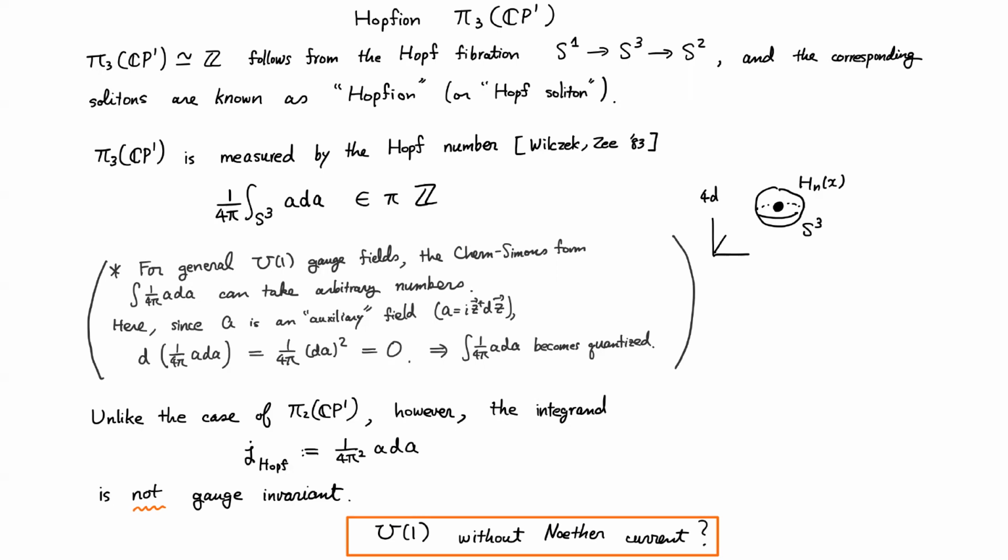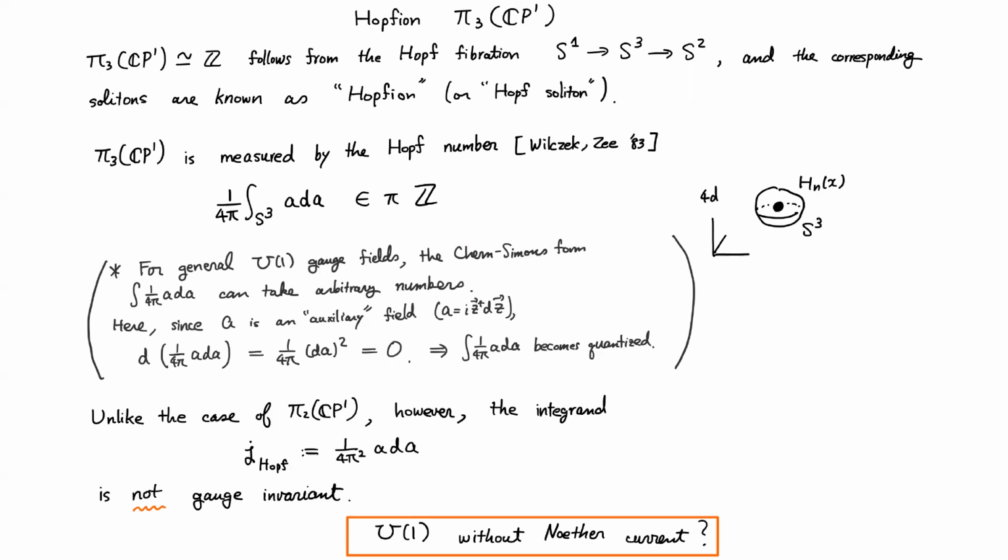And using the auxiliary U(1) gauge field, if you consider the Chern-Simons form, which is a 3-form, and integrate it over S3, it turns out that it is quantized to π times an integer. And this integer is related to π3 of CP1. So if you consider a point-like defect, surround it by S3, and impose a boundary condition so that this Chern-Simons integral is π times some integer, then that integer gives the Hopf number.